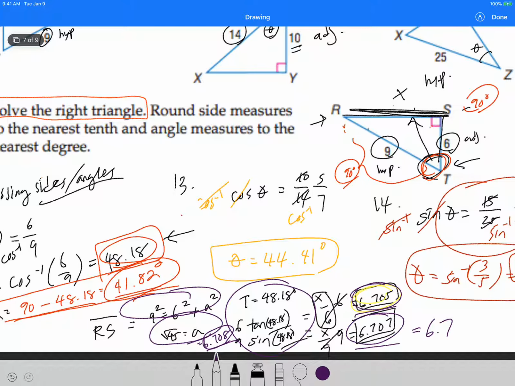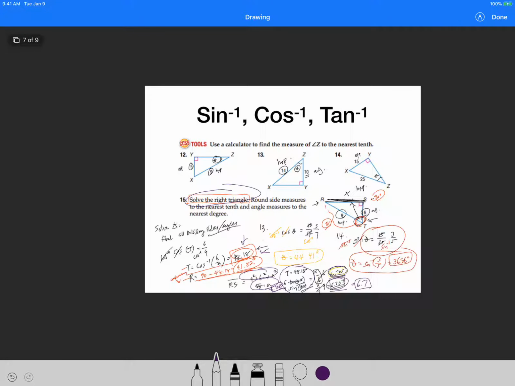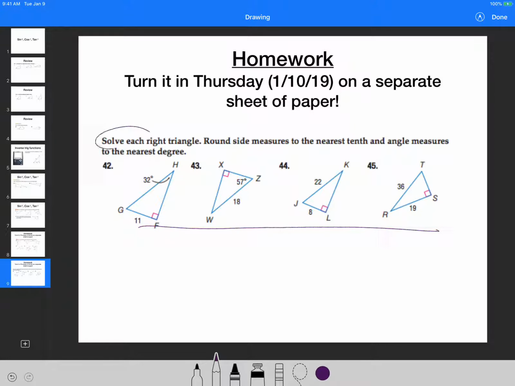Okay, so the answer for the side length RS would be 6.7, angle T would be 48.18, and angle R would be 41.82. So solving the right triangle, that question appears again in the homework here. There are 4 problems that you have to solve for each triangle. So you have to find the missing side HF, find this angle, and find this angle, for example, for 42.